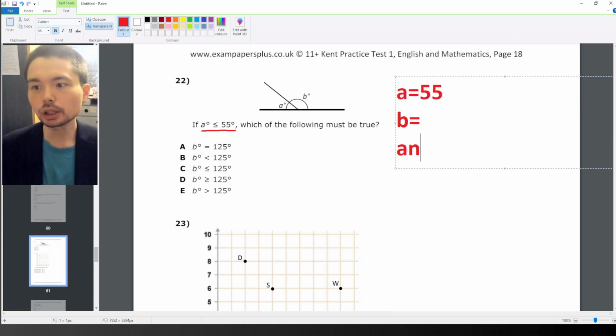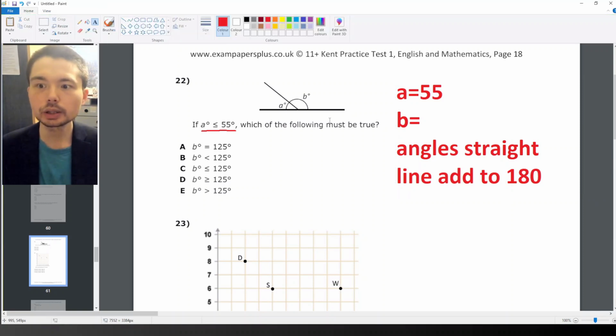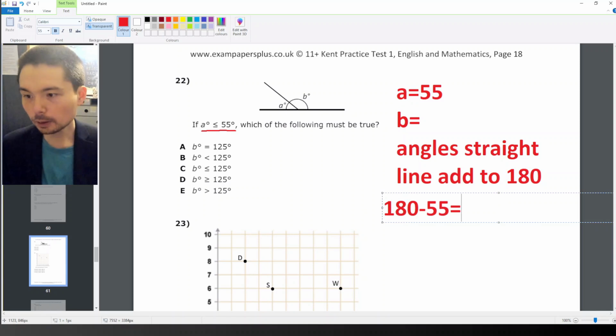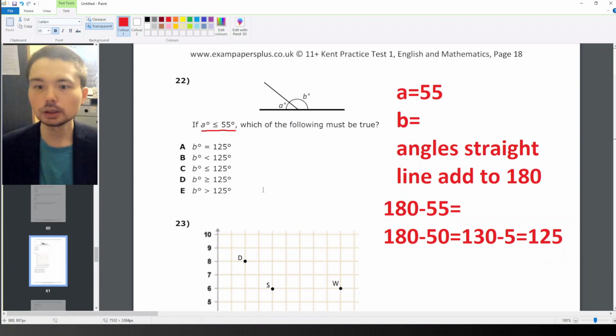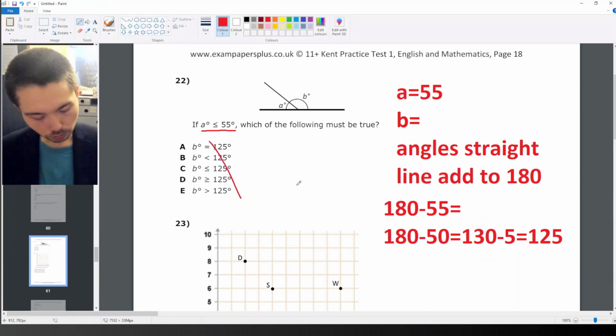Now, angles in a straight line, they add up to 180. Okay, so if that's true, how do we work out B? We just subtract 180 minus 55. Here's a cool way to do it. Just do 180 minus 50, which is 130, and then minus 5 is 125. I'm just breaking it down. Okay, so that means 125 must be in the answer. Well, that doesn't help. They all have 125.